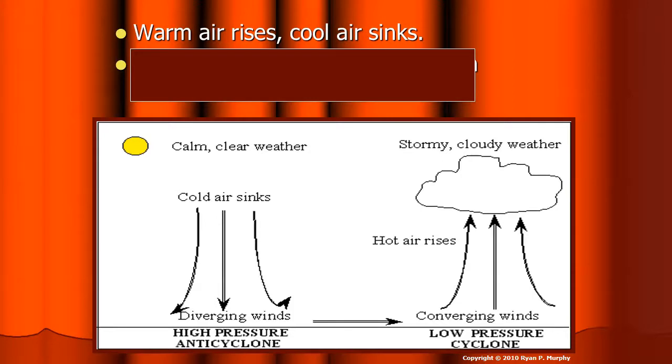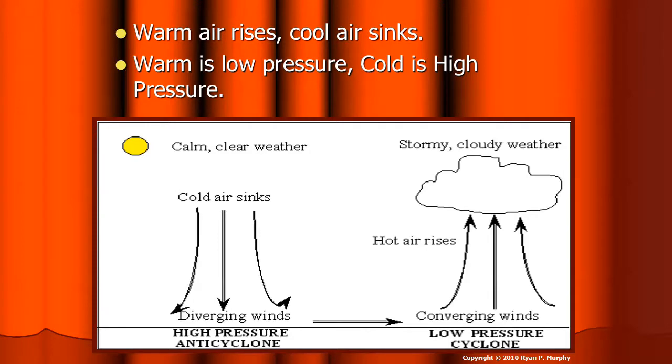Warm air rises, cool air sinks. Cool. And warm is low pressure, cold is high pressure. Good. So we have to remember this idea that, first of all, warm air rises, cold air sinks, and that warm air goes with low pressure. So we want to put these things together: warm air, low pressure, and rising air, and also cold air, high pressure, and sinking. Okay.